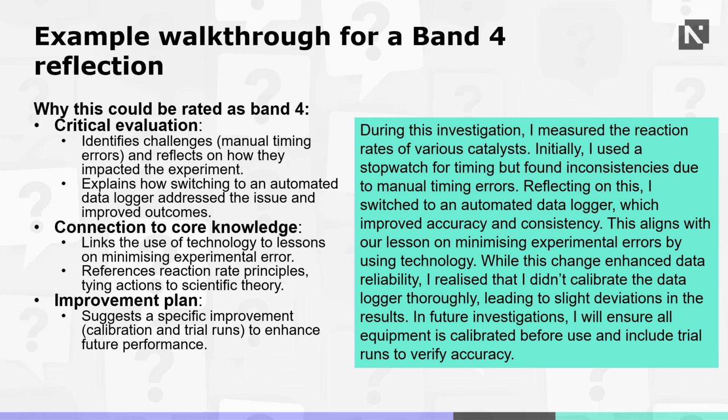And finally, improvement plans. This reflection includes a clear improvement plan for future investigations, such as calibrating equipment thoroughly and running trial tests to verify accuracy. This aligns with AO3 by proposing actual steps for refinement. So this example illustrates the critical evaluation, strong theoretical connection and actionable improvement plan that defines a band 4 reflection. It serves as a model for students aiming to achieve the higher level of reflection in their work.